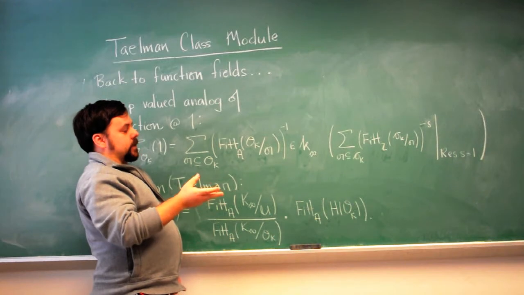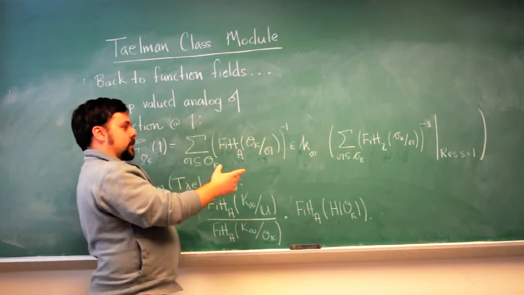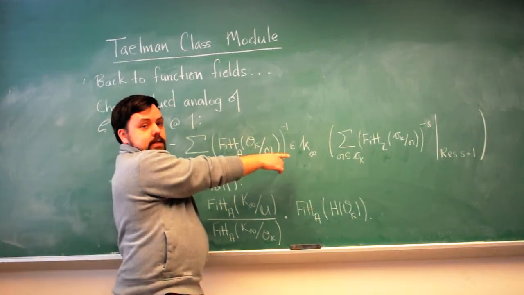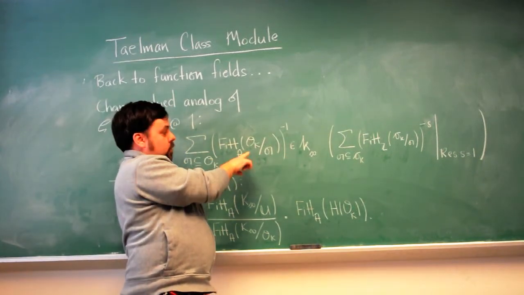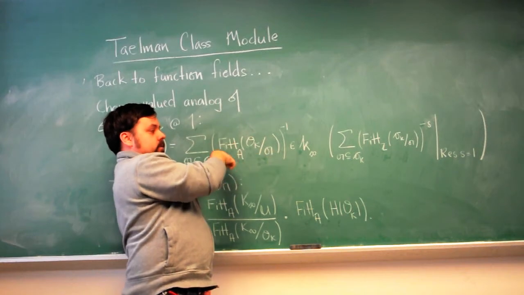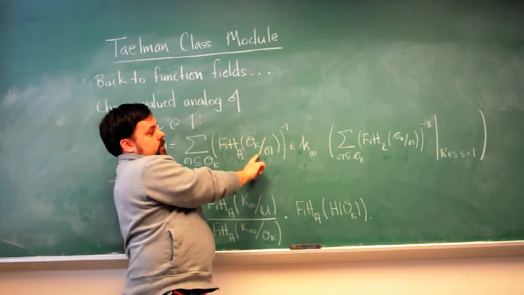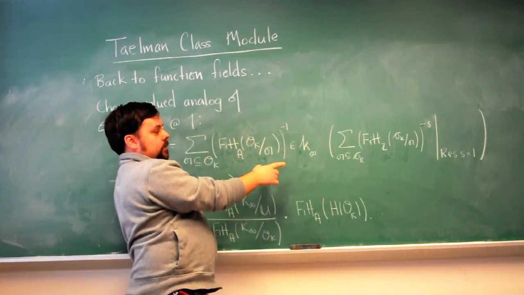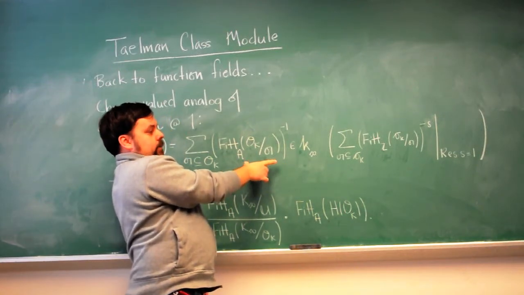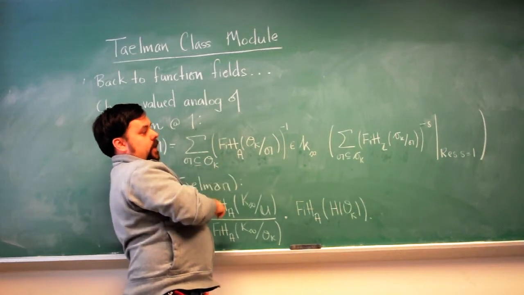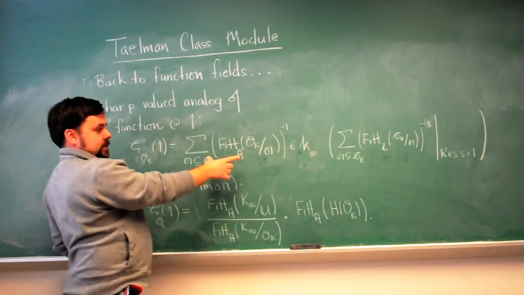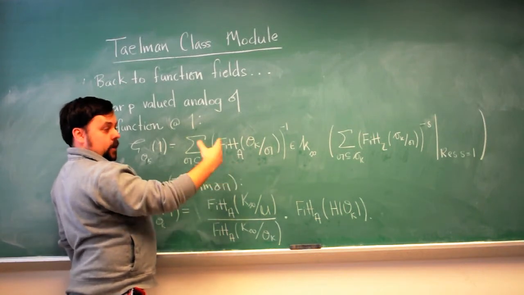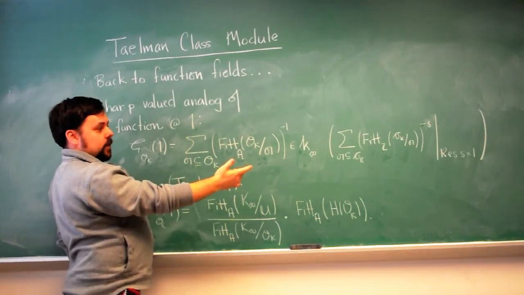Oh, and you notice in contrast to the number field setting, we can actually evaluate this at 1. This guy actually converges in little k infinity, right? So all the members of the sum are elements of little k. Convergence will happen in little k infinity, the infinity-adic completion of little k. So yeah, we don't need to take residues. We can actually just evaluate. But this is the most straightforward analog of the residue at s equaling 1 in the number field setting.